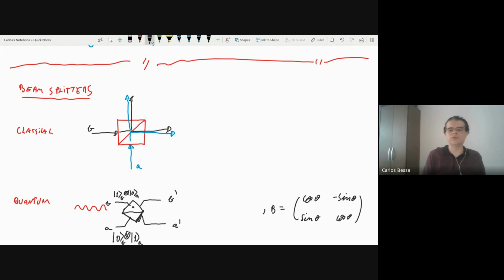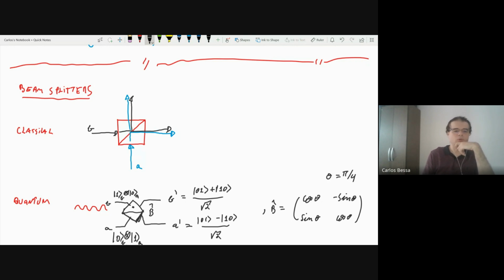So doing this in a 50-50 beam splitter, if theta is pi over 4, B prime would be a superposition of these two states, state 0,1 plus 1,0. And the same here would be a superposition of the two states. If you use this operator here, here's my beam splitter, that's called B, this matrix representation for B.